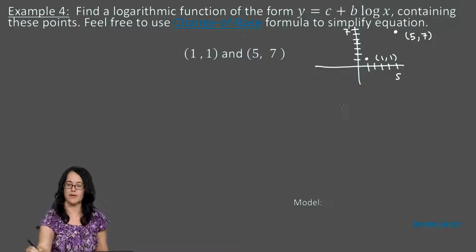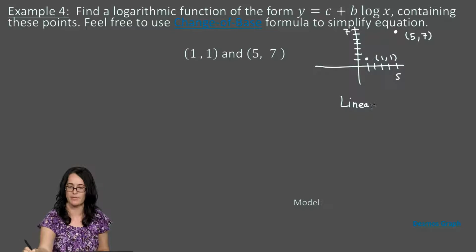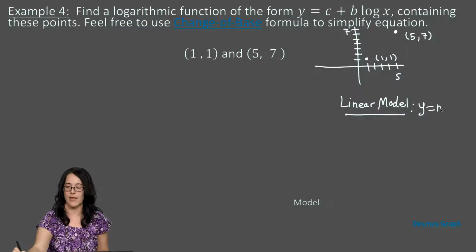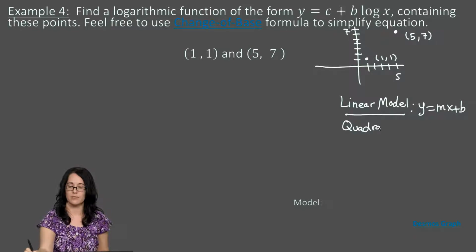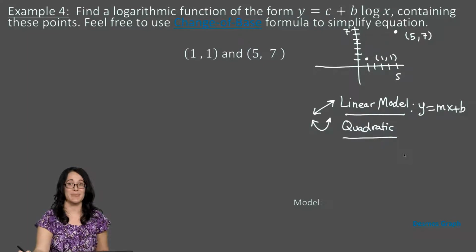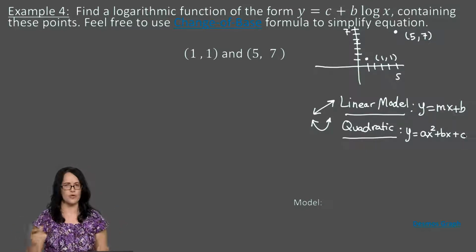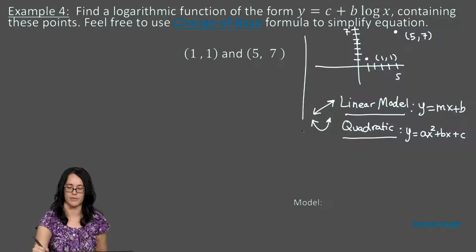Again, if this was a line, if this was a linear model, if that's what they were after, hopefully you would know exactly what equation to use. Can you think of one? Yeah. y equals mx plus b, our slope-intercept form. If this was a quadratic model, meaning a parabola, which looks something like this, right? You might use something like y equals ax squared plus bx plus c. That's the general version or the standard form.